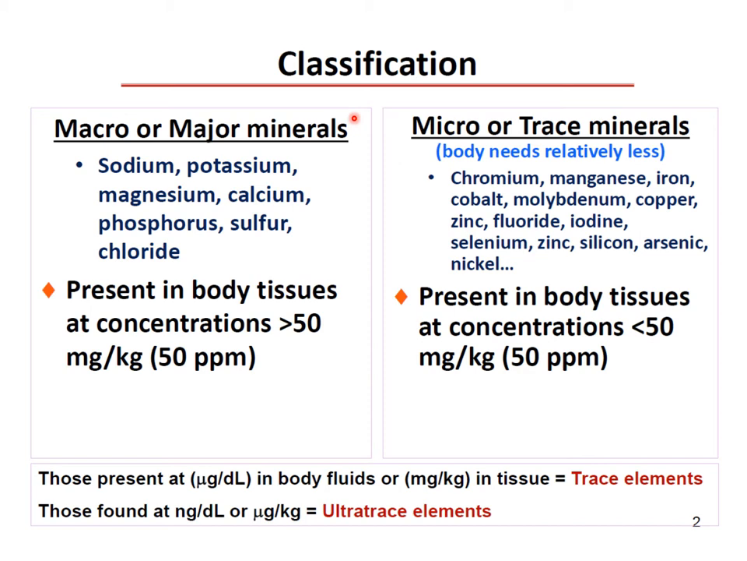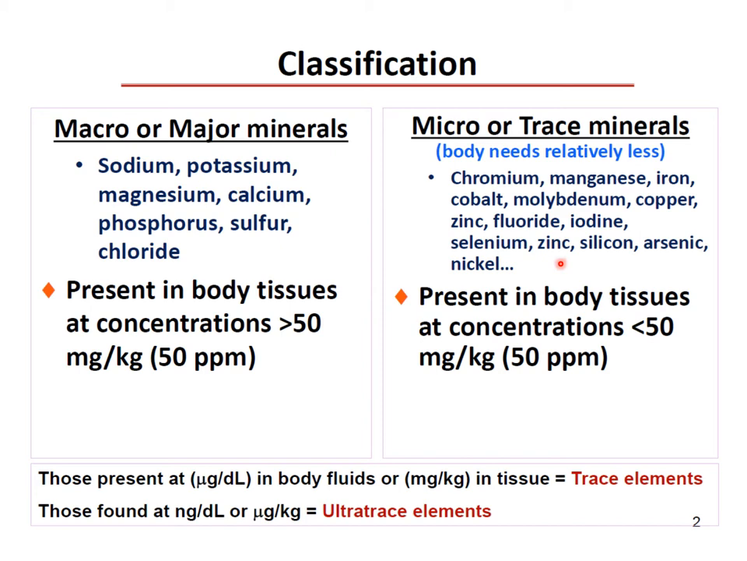We have the macro or major minerals, such as sodium, potassium, magnesium, calcium, phosphorus, sulfur, and chloride, present in the body tissues at a concentration of more than 50 milligrams per kilogram of body weight. The micro or trace minerals, which the body needs in smaller amounts, include chromium, manganese, iron, cobalt, molybdenum, copper, zinc, fluoride, iodine, selenium, silicon, arsenic, nickel, and so on.